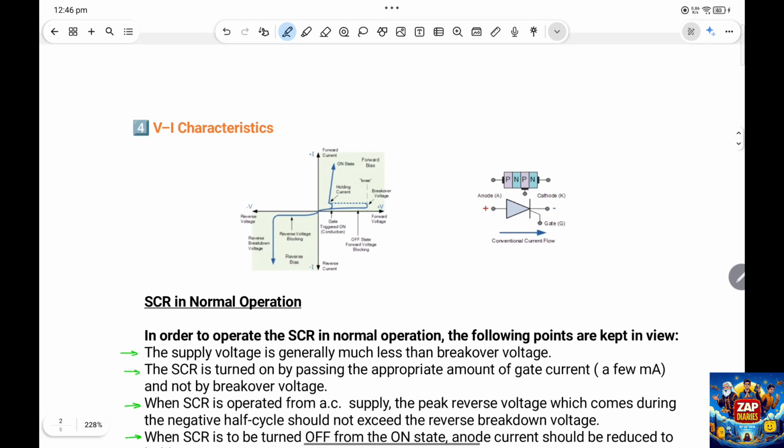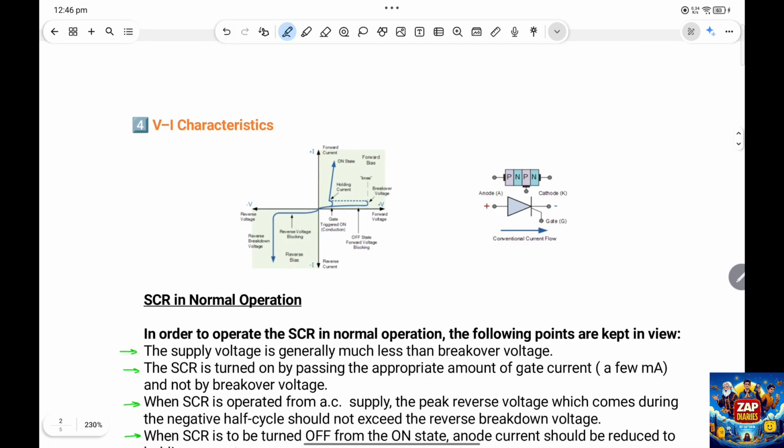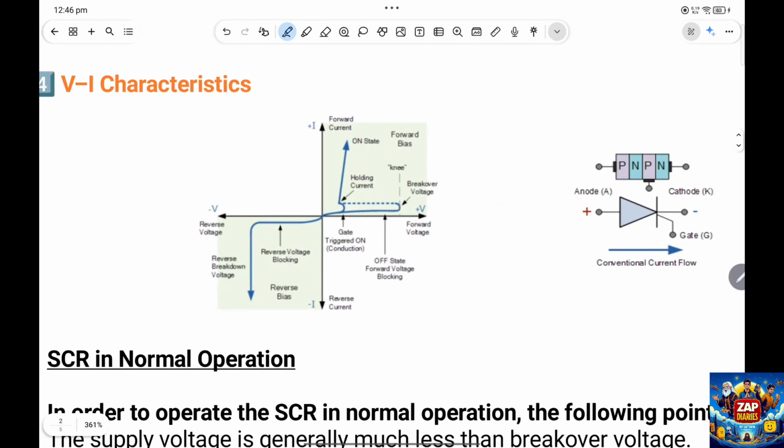Okay, then let's study the VI characteristics of an SCR. This is very important from the exam point of view. I have this curve in the Cartesian plane, and when we look at this characteristic curve, we are tracking the anode to cathode voltage against the current I. This is our voltage, and then we have the current, and we are tracking between the voltage and current.